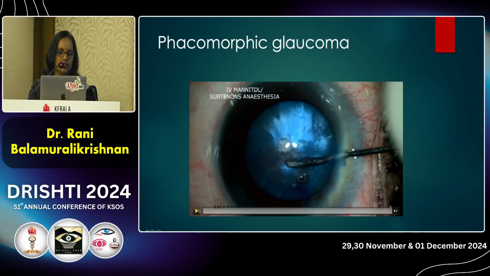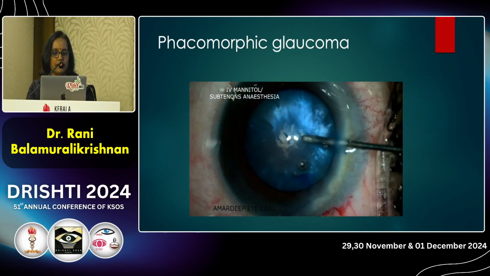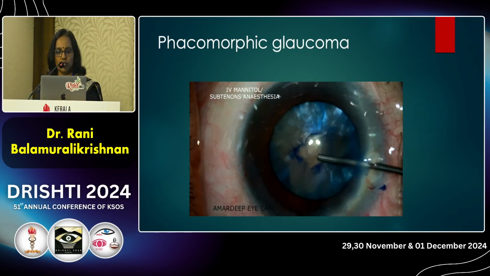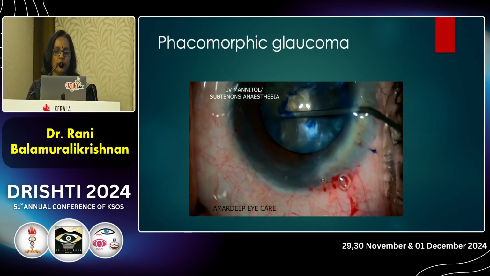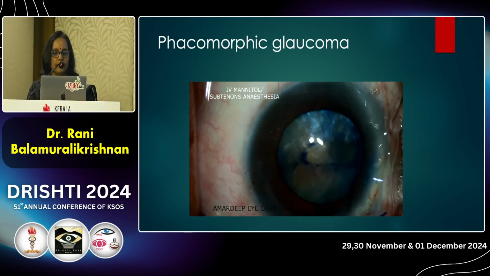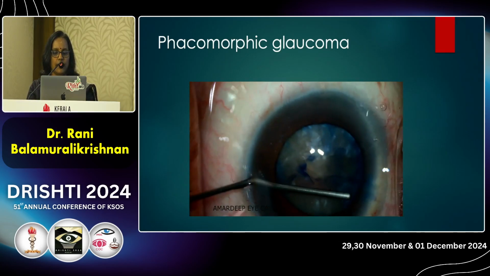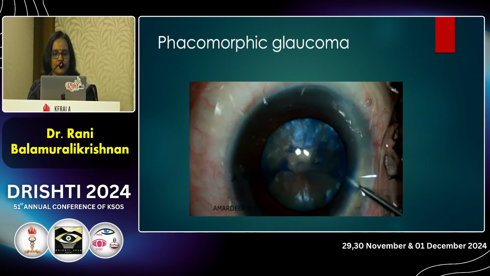So this is a case of phacomorphic glaucoma managed with IV mannitol and subtenon anesthesia. The lens is too tense, the capsule. You can make multiple punctures in the anterior capsule and let out the material inside the capsule to reduce the intracapsular tension. So you can aspirate the content as well as massage it out.